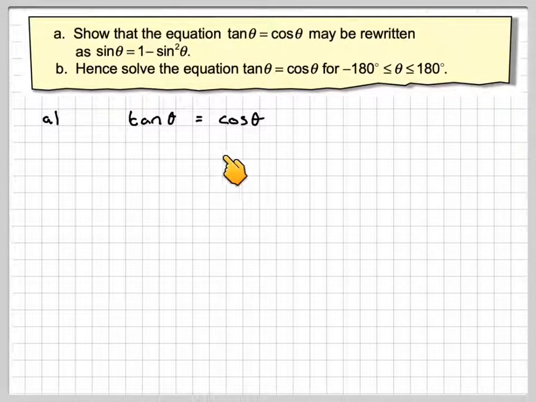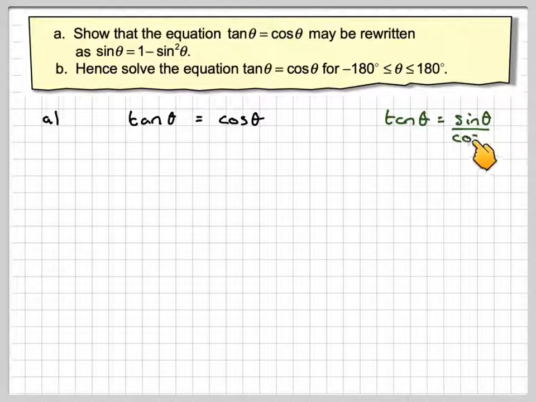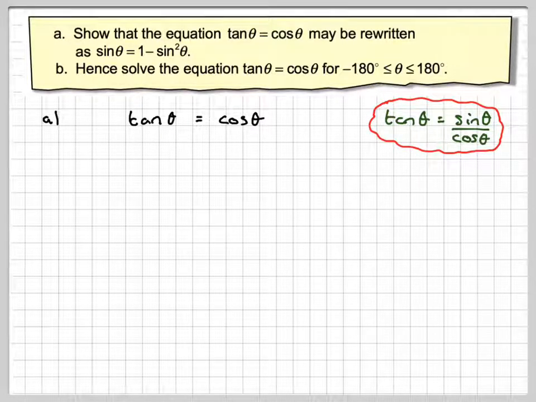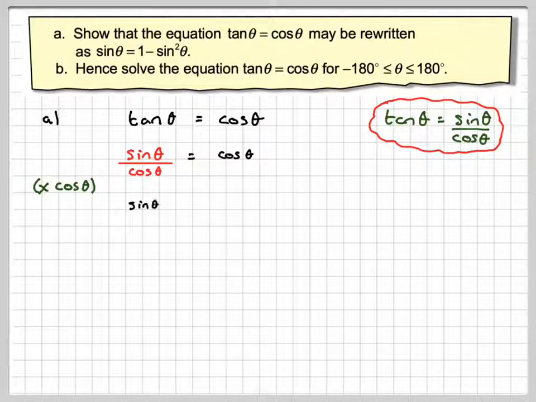So we've got tan theta is equal to cos theta. And we know that tan theta is sine over cos, so we'll replace tan theta with sine over cos. And then if we multiply both sides by cos, we're going to get that sine theta is cos squared theta.